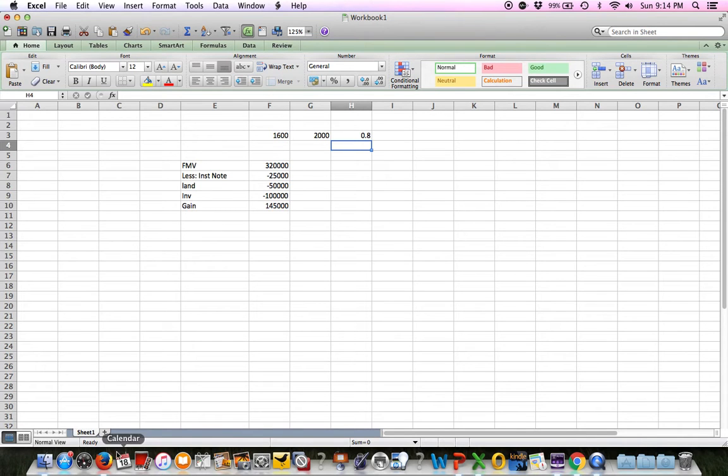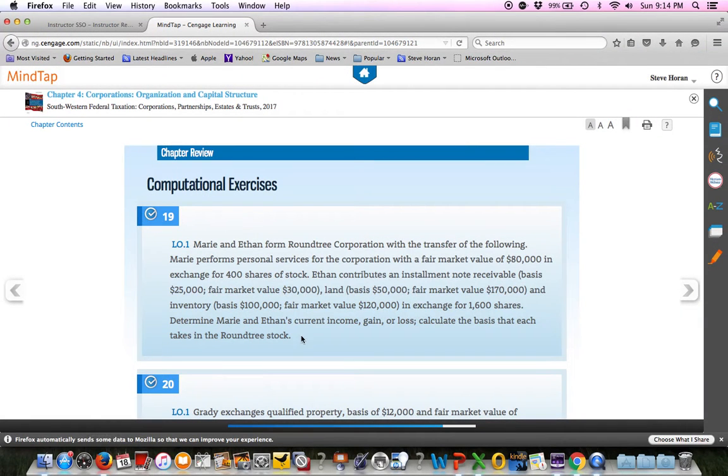So let's go back to the question. His basis is the sum of the three basis numbers: basis of 25, 50, and 100. This is the basis in the stock, and the fair market value was the sum of the fair market value numbers, the 30, the 170, and the 120. Okay, so that is question 19. Let's take a look at question 20.